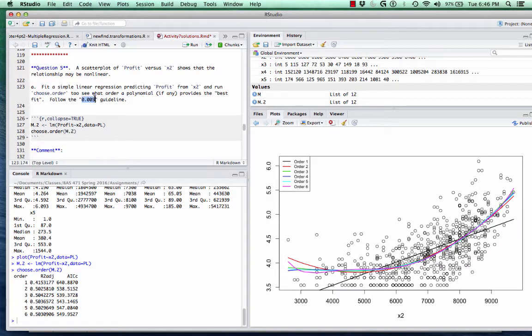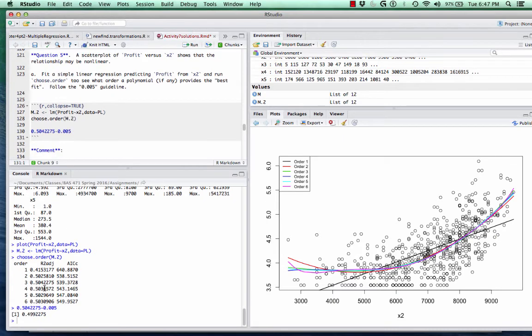Well, we have this 0.005 guideline. Now, what this guideline means is basically don't necessarily go for the model with the highest r-squared adjusted. Go for a simpler model if possible. Basically, take that highest value of the r-squared adjusted and subtract off 0.005 from it. And what we want to do is choose the simplest model that we can, the model with the lowest order, whose r-squared adjusted is at least as big as this quantity here, no more than 0.005 below the highest r-squared adjusted.